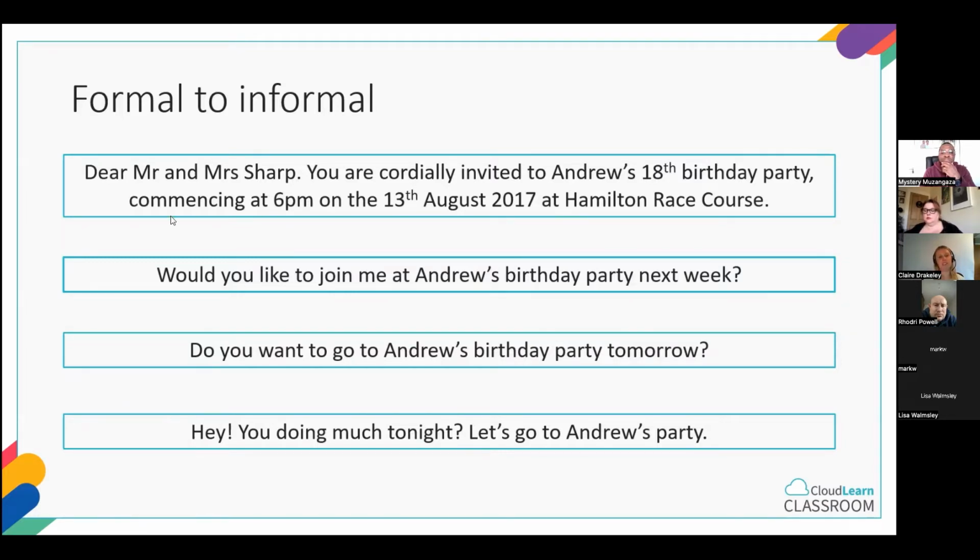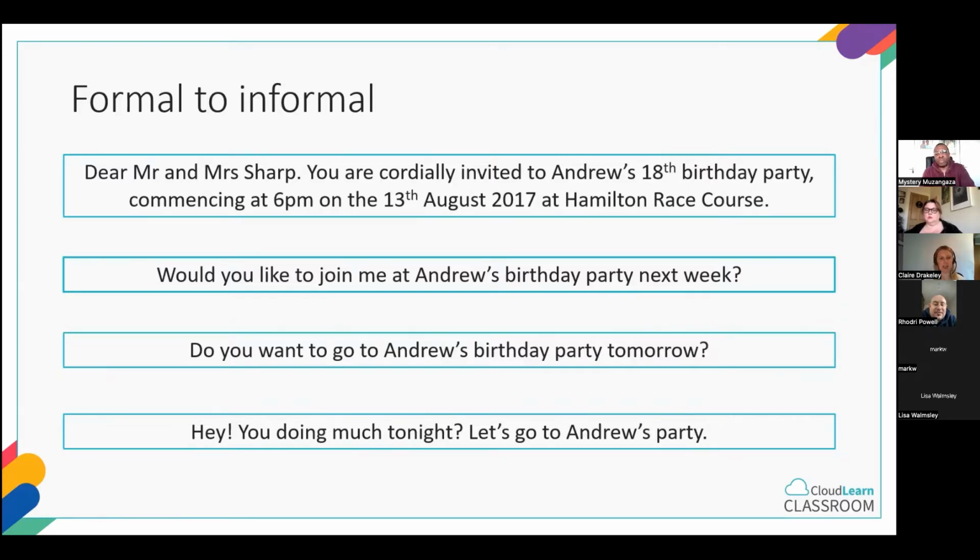Would you use the "Dear Mr. and Mrs. Sharp, you're cordially invited"? Maybe you would to your workmates. That's impressive. Don't know, maybe depending on how close you were with them. Yeah, but sometimes you're close with workmates. Yeah, exactly. So if it was a wedding, you would absolutely use that to everybody, wouldn't you?